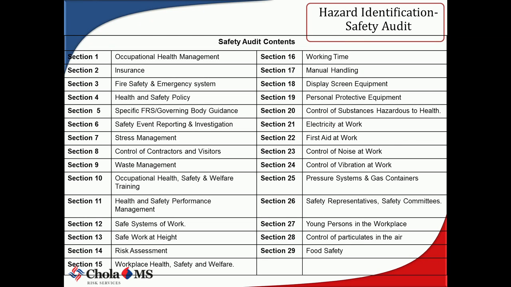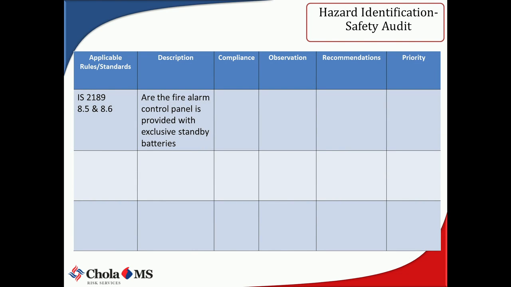Like for example, a typical safety audit goes through a variety of things. In fact, there is even an Indian standard on safety audit, it is called IS 14489. So, this is how the report looks like. What is the applicable standard? What is it that you have seen in the site, whether it conforms or not, what is the observation, what is the recommendation, what is the priority.